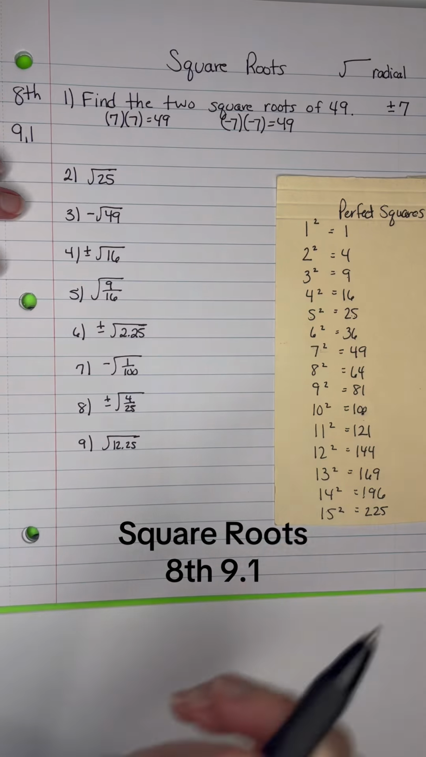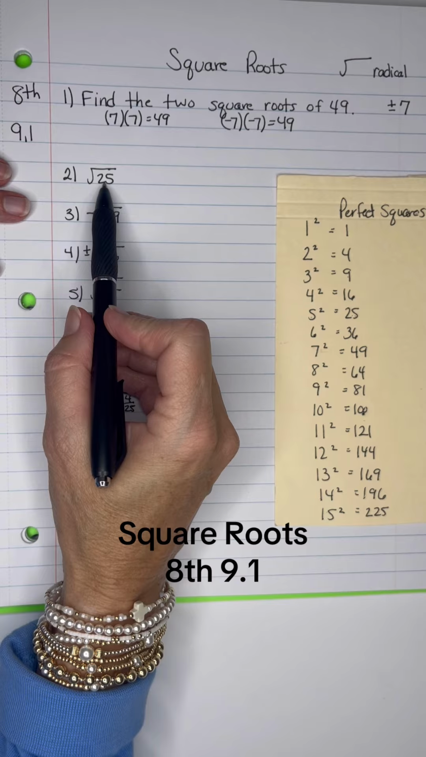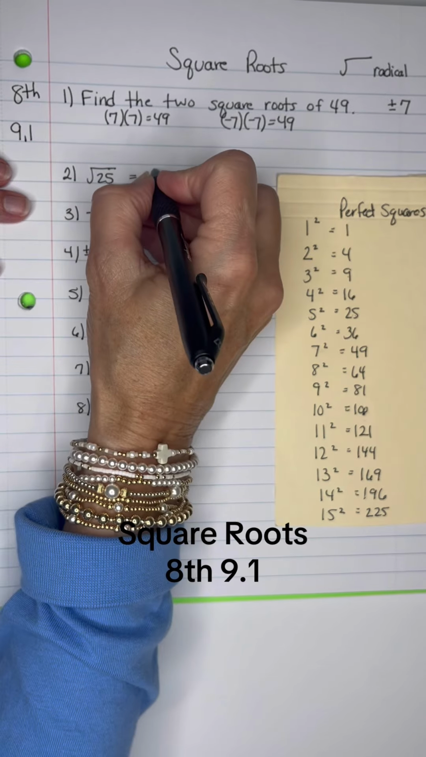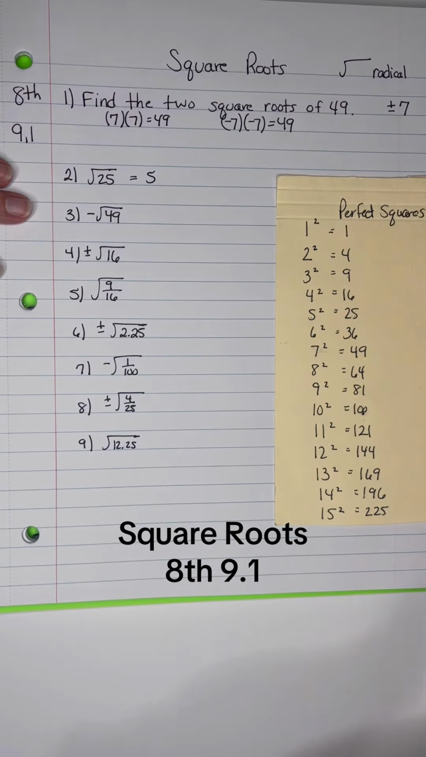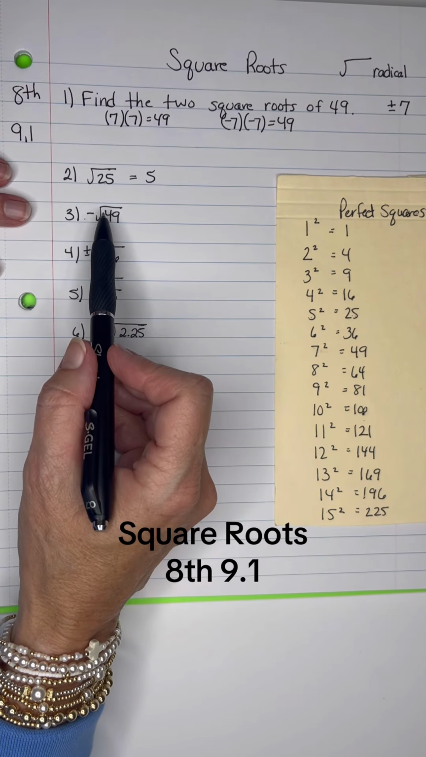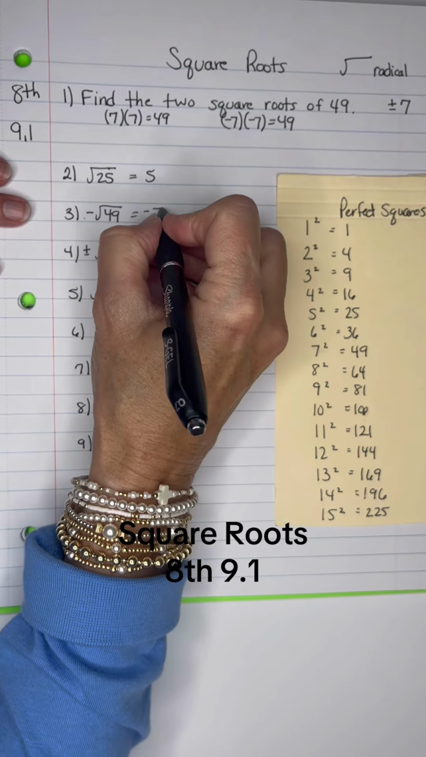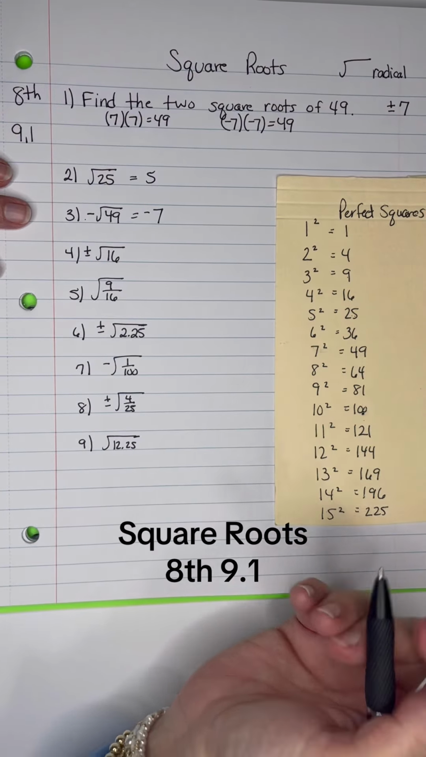Now, let's look at these problems. We say, what's the square root of 25? You ask yourself, what times itself is 25? And that's going to be 5. We're just talking about the positive one here. This one has a negative in front of it, so what is the negative square root of 49? Well, that's going to be a negative 7. We're just looking at that negative one.